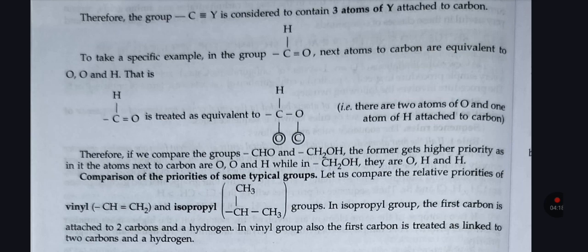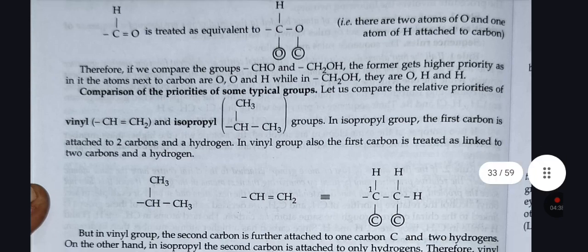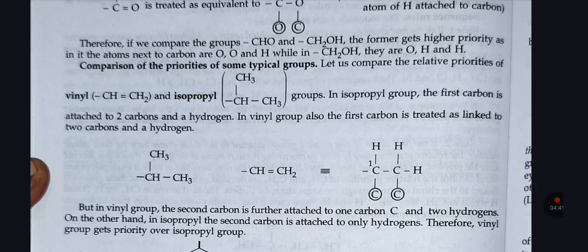To take a specific example, in the group CH double bond O, the atoms next to carbon are equivalent to O, O and H. That is, there are two atoms of O and one atom of H attached to carbon. Therefore, if we compare the groups CHO and CH2OH, the former gets higher priority, as in it the atoms next to carbon are O, O and H, while in CH2OH they are O, H and H.